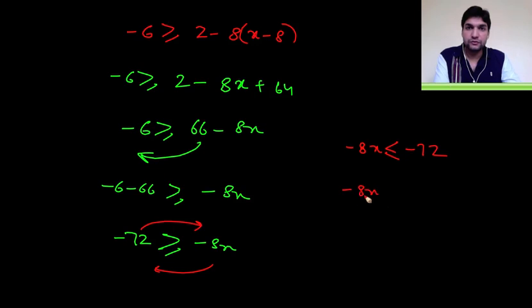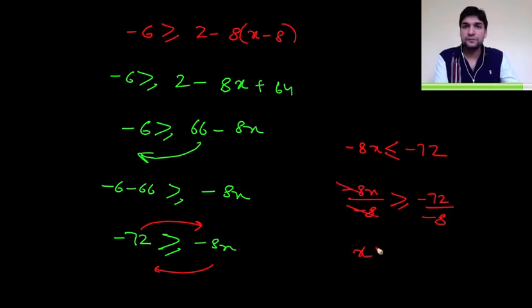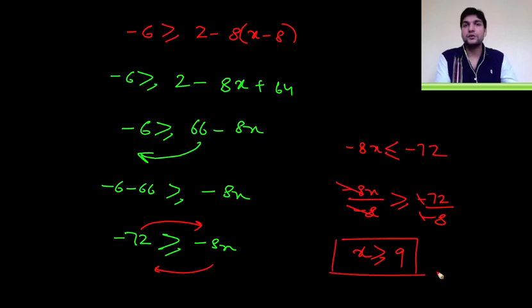So LHS will become like this, and then the inequality will reverse, and then minus 72 upon minus 8. Then simply cancel it up, and your RHS will be positive because minus and minus will cancel up, or you can say even number of negative signs, and 72 upon 8 is 9. So this x will be greater than or equal to 9.